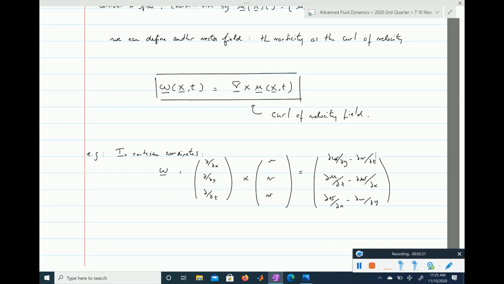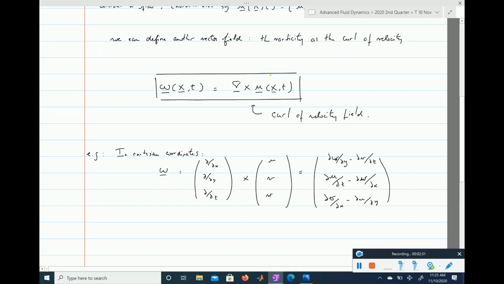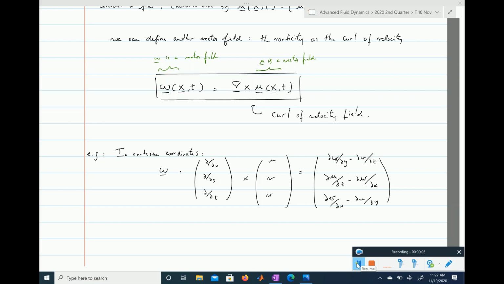One thing which I want to highlight here is that, as much as the velocity u is a vector field, the vorticity here is also a vector field. Alright, so how does the vorticity field relate to the velocity field? In other words, what does the vorticity field represent?